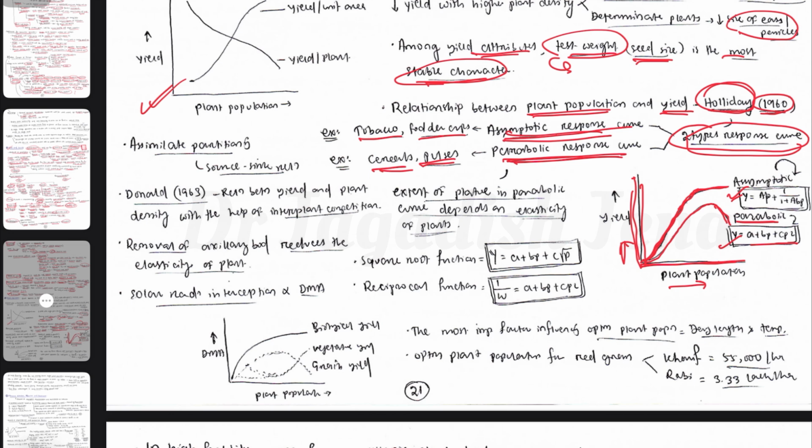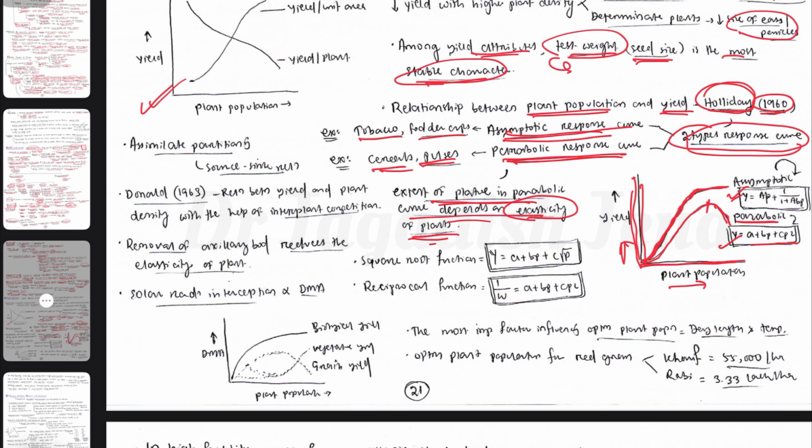The extent of the plateau in the parabolic curve depends on the elasticity of the plant. So when the plateau is reached in the parabolic curve depends on the elasticity of the plant, that means the tendency of how it can sustain internal competition.